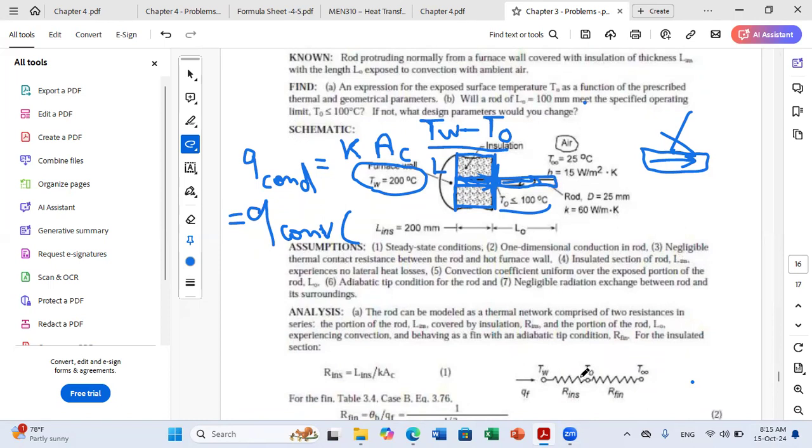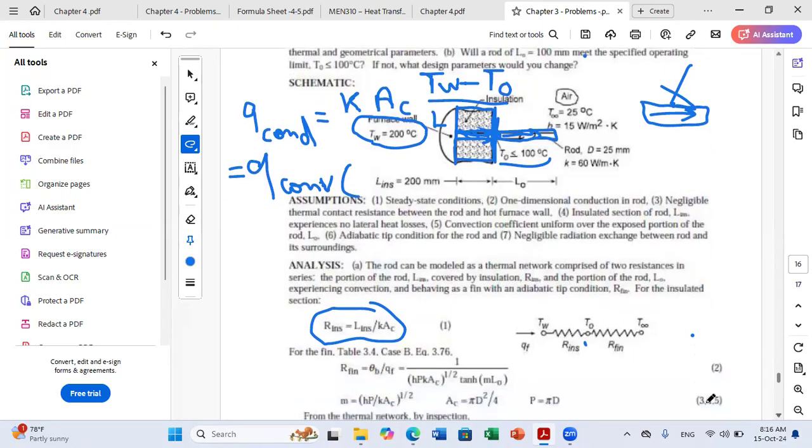In the first part, what do I have between T wall and T0? I have the resistance of insulation, which is only resistance to conduction. And the form of this resistance is L insulation over conductivity of the material times cross-sectional area of the fin. So here, for example, it's a circular fin, so A_C is pi d squared over 4. This is for the resistance of insulation. If you remember, last time we developed together an expression for the resistance of a fin.